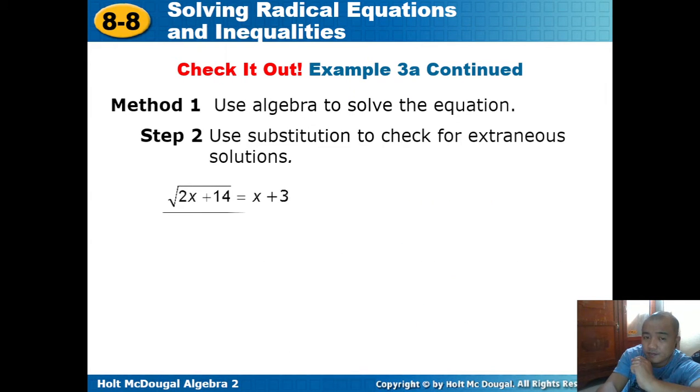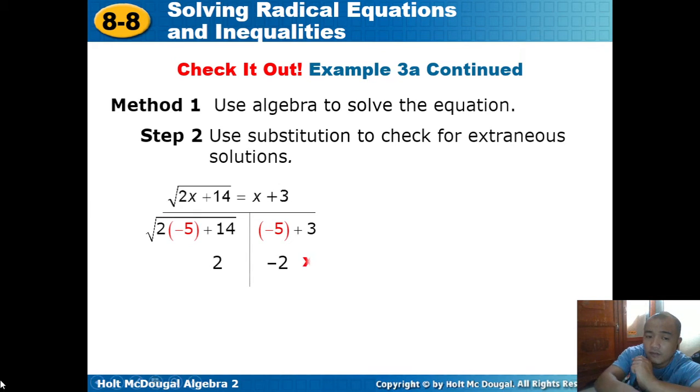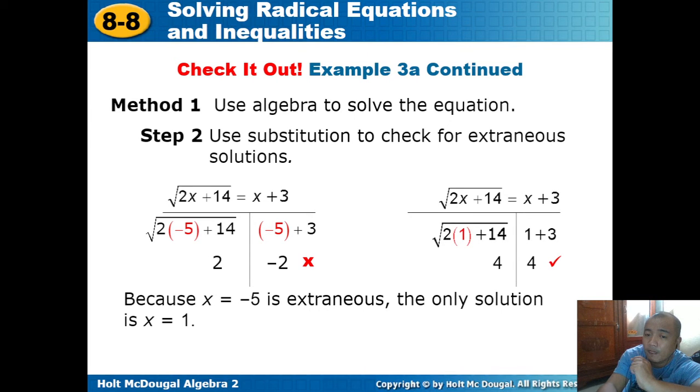So let's check. Using negative 5, negative 10 plus 14 is 4. So square root of 4 is 2. Negative 5 plus 3 is negative 2. So is 2 equal to negative 2? No. So therefore, negative 5 is an extraneous solution. But if we use 1, 2 plus 14, 16. Square root of 16, 4. 1 plus 3, 4. 4 equals 4. So the only solution is x equals 1. Because x equals negative 5 is extraneous.